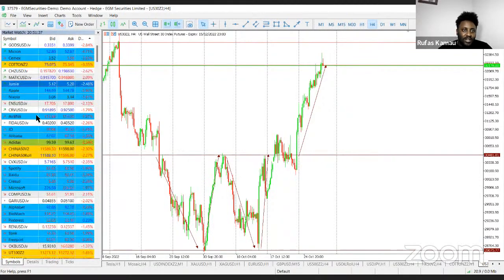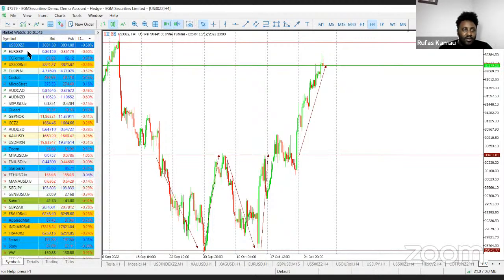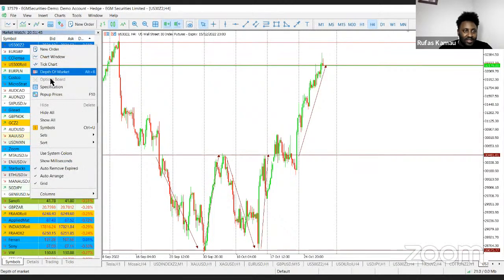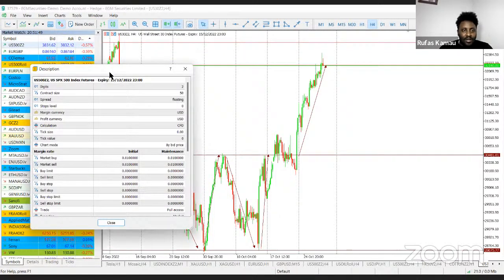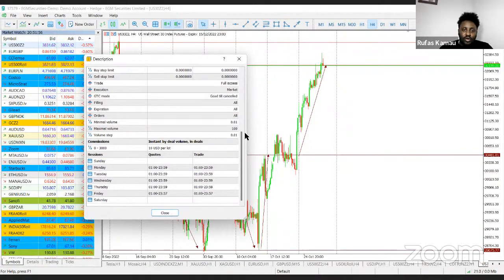So from this particular section of the Market Watch, if you look at, let's say, the US 500, you can click on that asset and then select specification. From the pop-up window, you get this description of the asset, from the contract size, the number of digits on the asset, and so on. But if you scroll to the bottom, you'll get the quotes or the sessions, quotes, and trading.